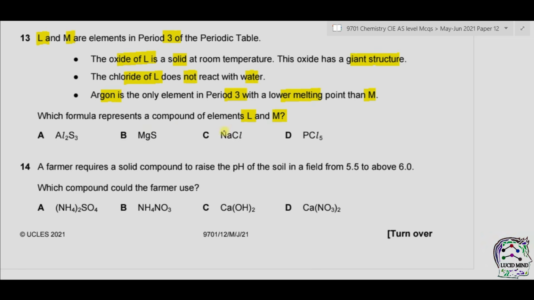In the given elements we have sodium, magnesium, aluminum, phosphorus, sulfur, chlorine.